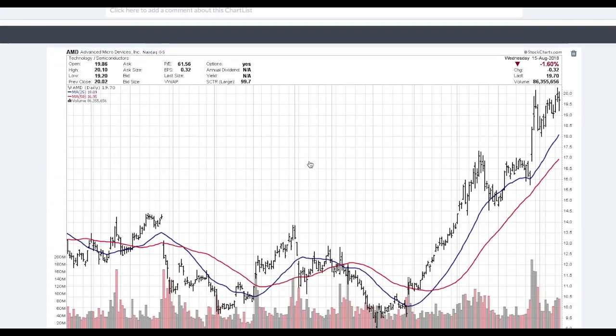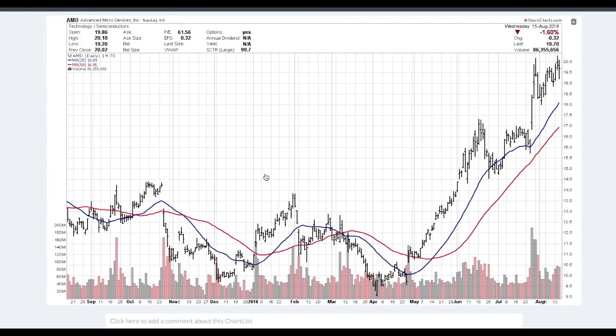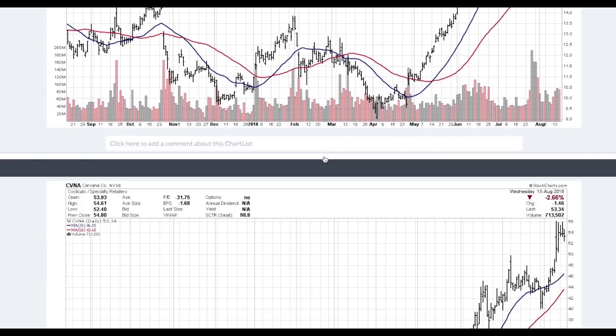Now here is the top 5. Advanced Micro Devices continues to look well. I understand they have new technology that is going to be somewhat detrimental to Intel. Always looking for new things.